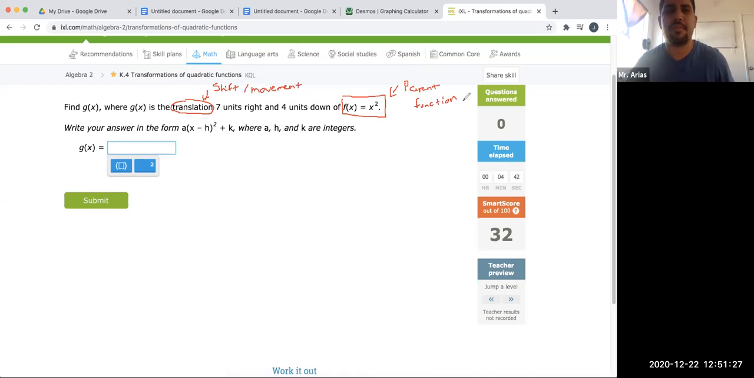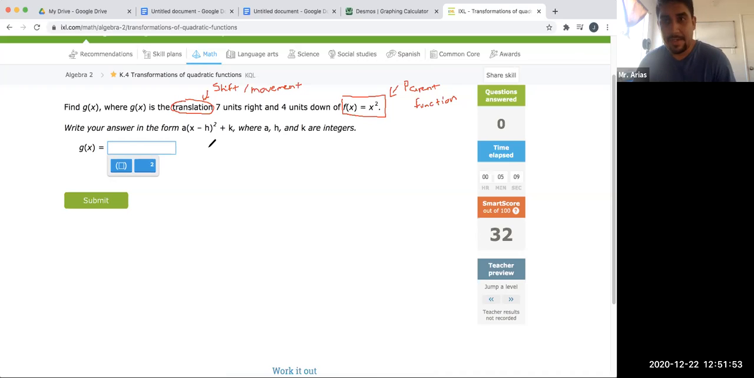Okay, perfect. The other piece of information that I want to get your attention to is that they want this to be in vertex form. So they're telling us all these changes that are happening, all these translations or shifts or movements, and they tell us that the final answer should be in terms of the following equation, which is a times x minus h to the power of 2 plus k.